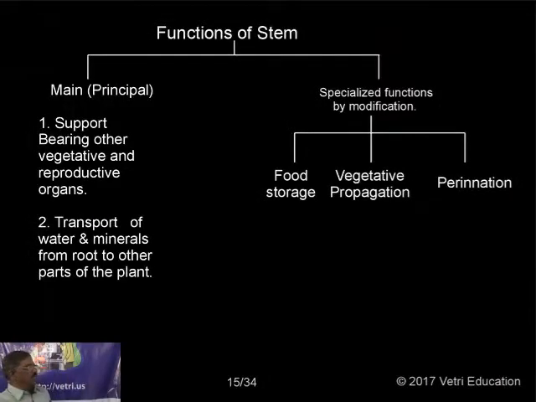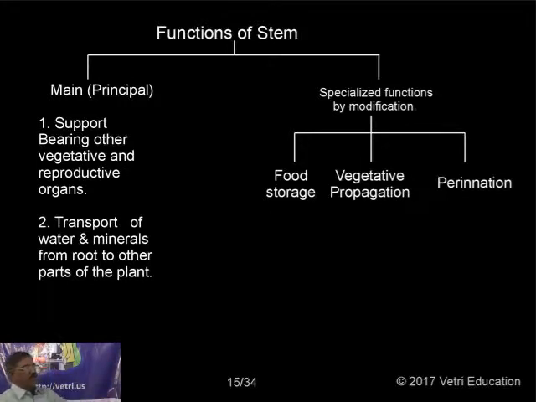Now let us see the functions of the stem. The main functions are support, because the stem has to bear other vegetative and reproductive organs, branches, leaves, flowers, fruits, etc. So it gives support. The second, a very essential part, is the transportation of water and minerals from root to other parts of the plant. The root absorbs water and minerals, whereas the stem supplies them to different parts of the plant. That is the main function.